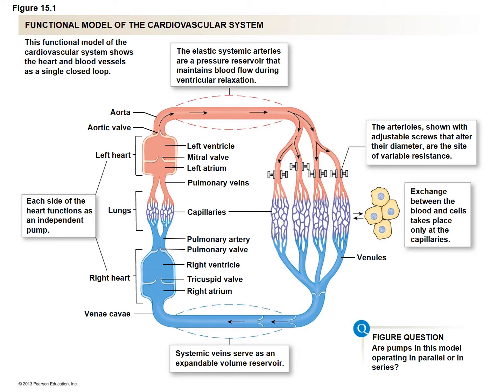We can see starting at the left side of the heart, where it goes through the left ventricle and out through the aorta, it will then pump through the arteries and then eventually enter into the arterioles. The arterioles, shown with little adjustable screws there, are shown in that way so that you can see that they alter their diameter and are the site of variable resistance, and this allows you to control blood flow to different capillary beds. The capillary beds are going to be where exchange happens between the blood cells and the actual cells of the tissue itself. From there, it will move into the venules as it travels back through to the right side of the heart.